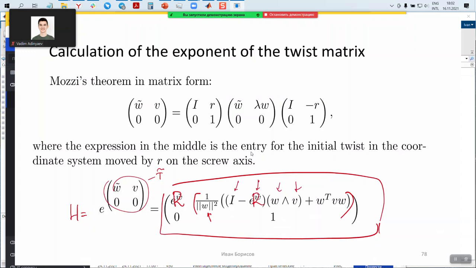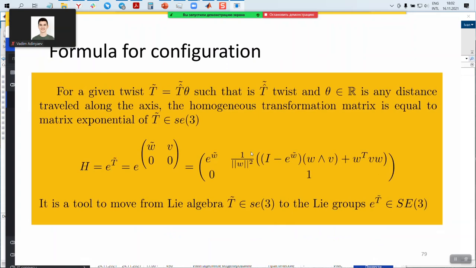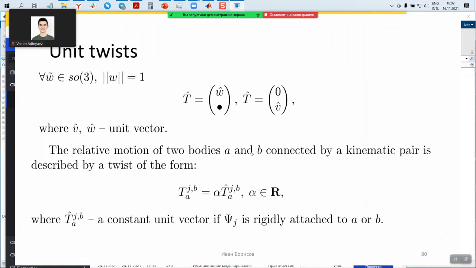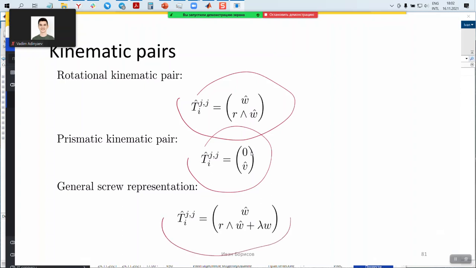If you're able to calculate the rotation matrix, then you're able to calculate the twist. So if you know the twist, you can calculate H from here. This is the formula for you. And basically from here you can see that if you have a kinematic pair, your twist is supposed to look like this: a unit twist for the rotational kinematic pair, and this is for a prismatic kinematic pair, and this is the general representation. Here it's like the screw representation that I showed you, that we can resemble as the screw motion. So here it's rotation and linear motion.